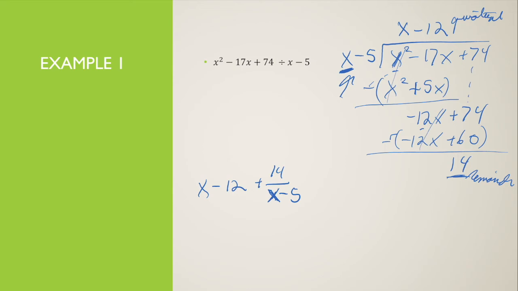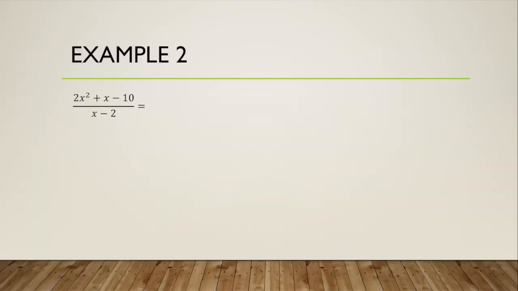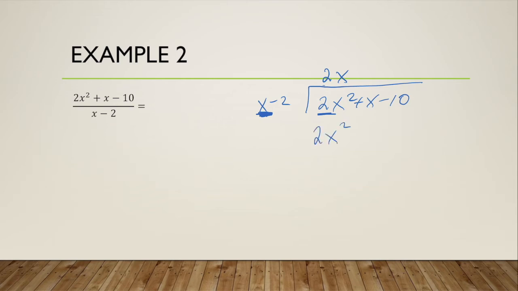Let's work through another example. So I have 2x squared plus x minus 10 divided by x minus 2. Now be careful. The denominator is not a monomial. So you're going to want to rewrite this. I've got x minus 2, and we're dividing 2x squared plus x minus 10 by it. I look at x and I say, okay, what do I multiply x by to make it look like 2x squared? Well, that's going to be a 2x. 2x times x is 2x squared. 2x times negative 2 is a negative 4x.